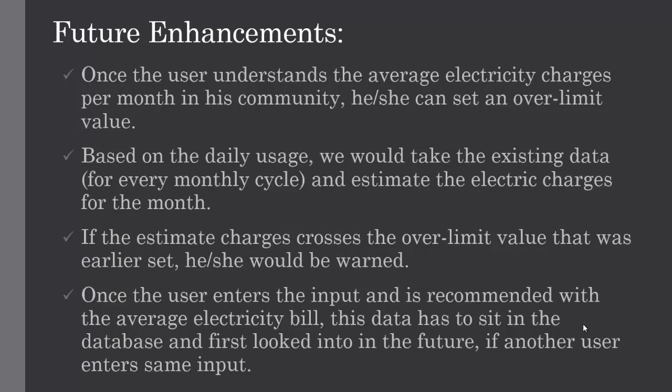These are the future enhancements that we're planning for our project. Once the user understands the average electricity charges per month in his community, he can set an over limit value. Based on the daily usage, we would take the existing data and estimate the electric charges for the month. If the estimated charges cross the over limit, then we will warn the user. Once the user enters the input and is recommended with the average electricity bill, the data has to sit in the database, and it has to first look into the database to get back to the user.